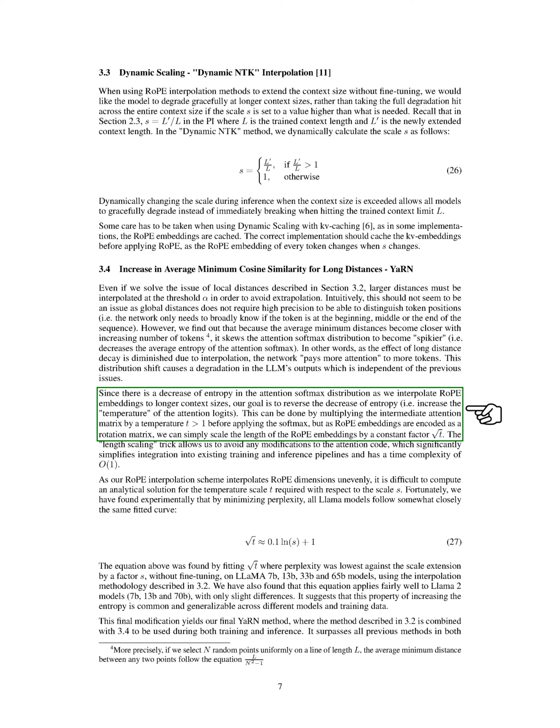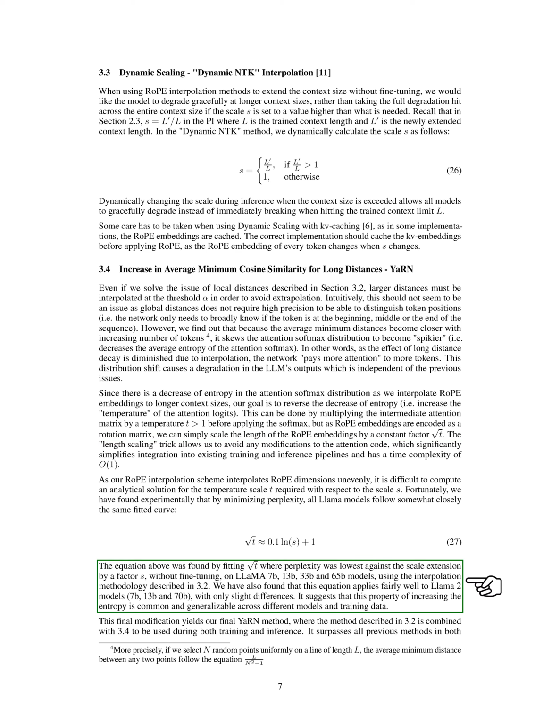However, it's difficult to compute an analytical solution for the temperature scale required with respect to the scale S, because our rope interpolation scheme interpolates rope dimensions unevenly. Fortunately, we've found experimentally that by minimizing perplexity, all llama models follow a similar curve. The square root of the temperature is approximately equal to 0.1 times the natural logarithm of the scale S, plus 1. This equation was found by fitting the square root of the temperature where perplexity was lowest against the scale extension by a factor S, without fine-tuning, on various llama models. We've also found that this equation applies fairly well to llama 2 models, with only slight differences.